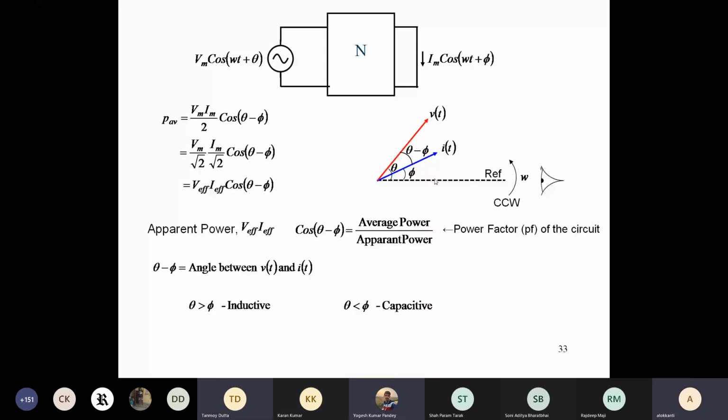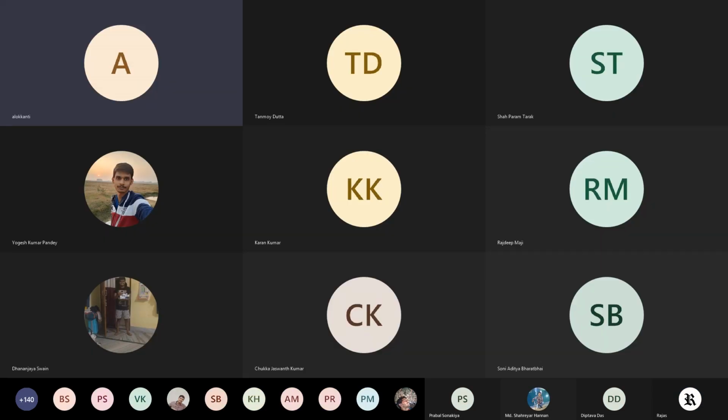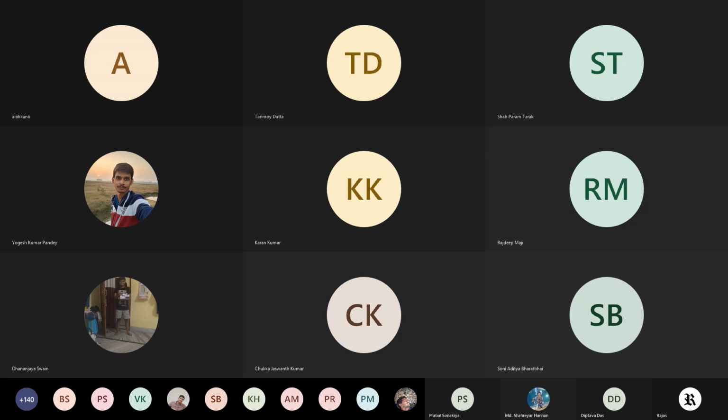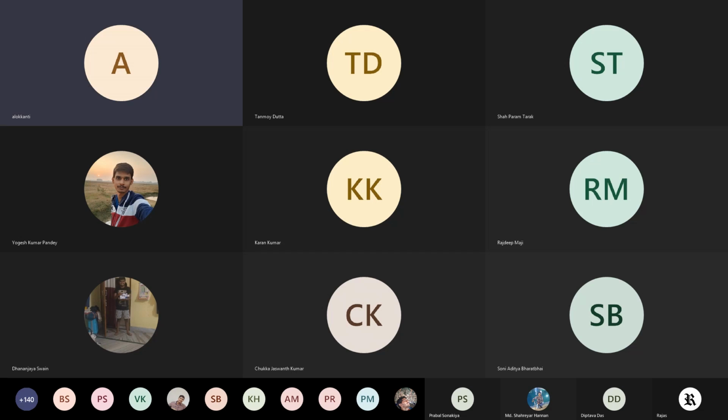Okay. So this is the concept of power factor, which is defined as the ratio of the average power and apparent power. We will stop here today, and from the next day we will start with more discussion on power and some more analysis. More discussion on power is pending. So just to introduce the concept of power factor, we will end here today.